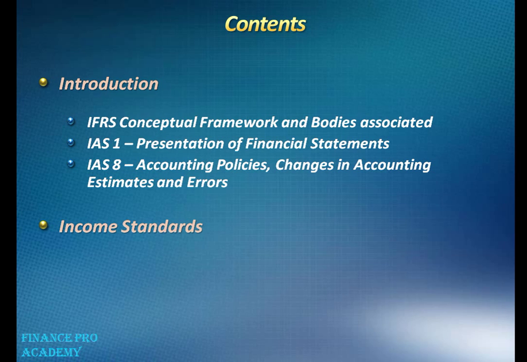The next section is income standards. It includes IAS 18 revenue and IAS 11 construction contracts. The income standards deal with the revenue accounts, and these accounts will be recognized in the credit balance in the profit and loss account.